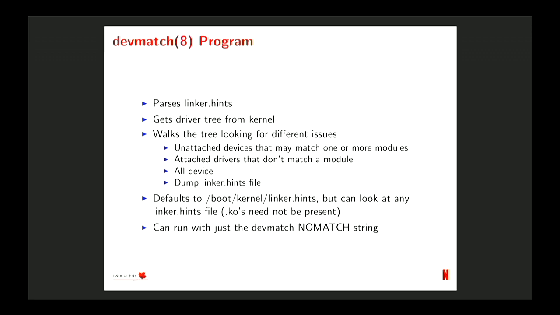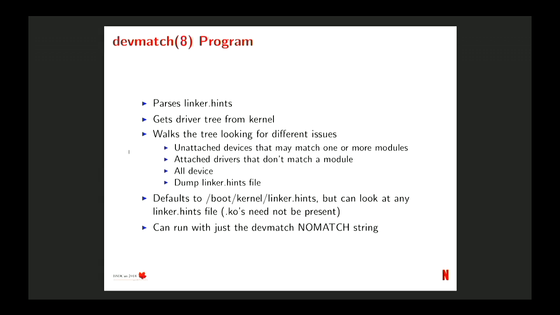One of the interesting things about this is you can take the linker hints from generic and put it on a system that has no modules and then run devmatch and point it at this file, and it will tell you which modules you need to then copy over to that system. Once it hits the linker hints file, it's completely decoupled from all of the loadable modules, which is useful if you're trying to bring up a new system or you have a nanoBSD situation where you're trying to keep things really small and you can't put all of the drivers on to run a test to see which ones it would load.